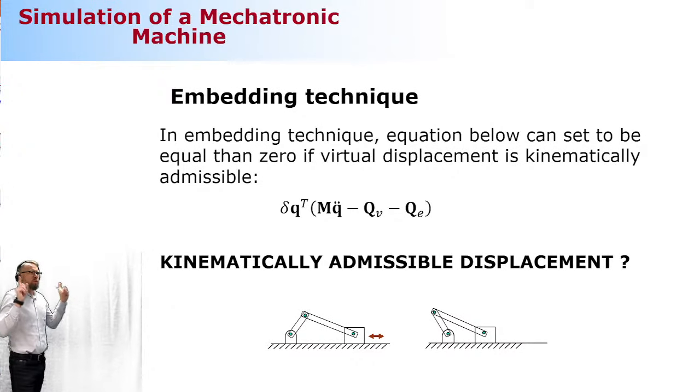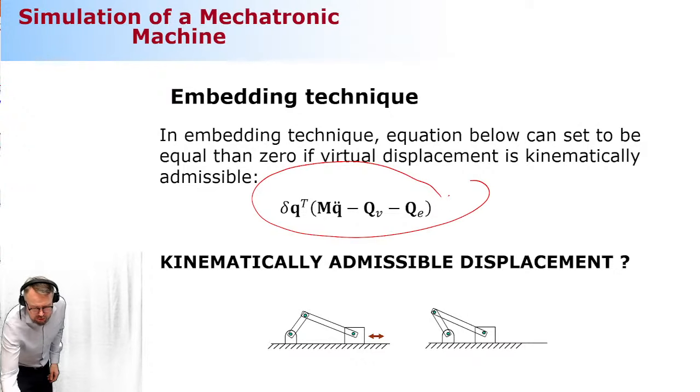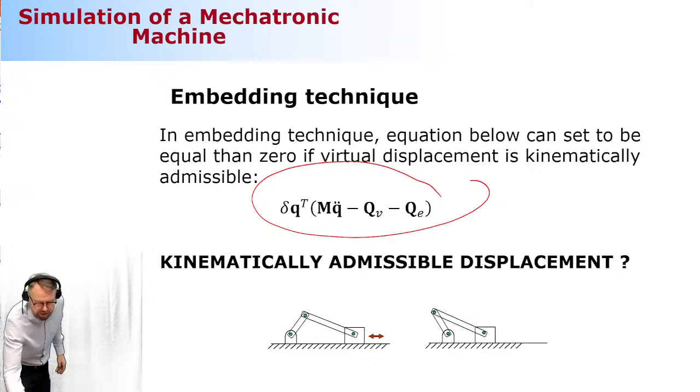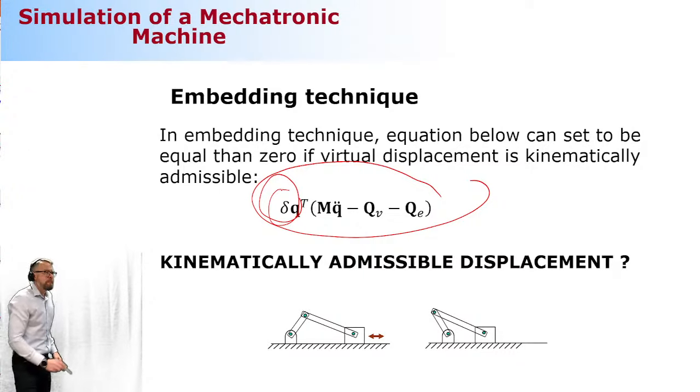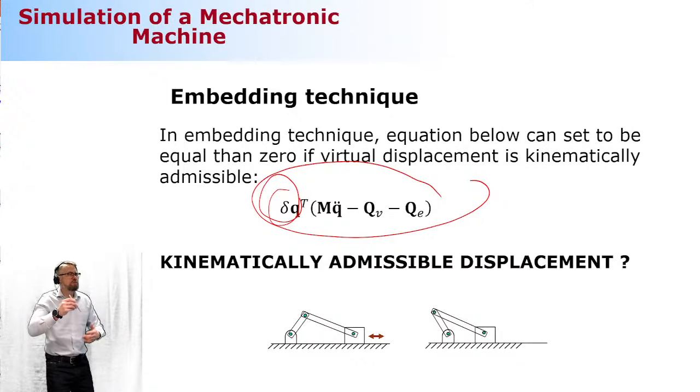Remember a while ago, we described the virtual work made by externally applied forces and the virtual work done by inertial forces. And we set these two sets of virtual works to be equal, and we end up with this kind of equation. And we say that this equation, in the general case, cannot be set equal to zero. Cannot. Because the virtual displacement here is made in such a way that I'm not respecting my constraints. I don't respect them, because I'm introducing the virtual displacement in all the possible directions.